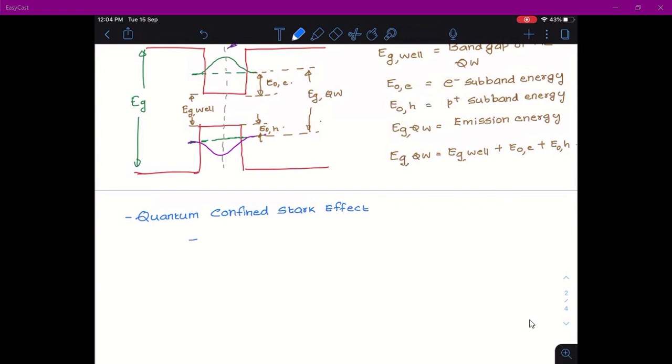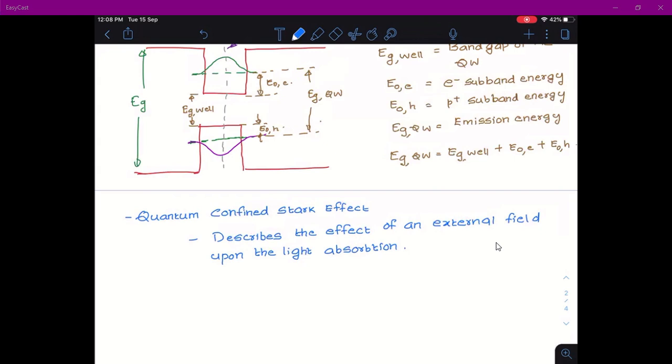So, the quantum confined Stark effect describes the effect of an external field upon the light absorption. So, it describes basically the effect of an external field upon the light absorption, particularly in a quantum well. So, what happens to this whole structure when you apply an electric field?